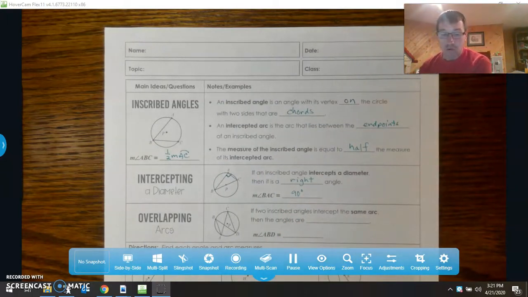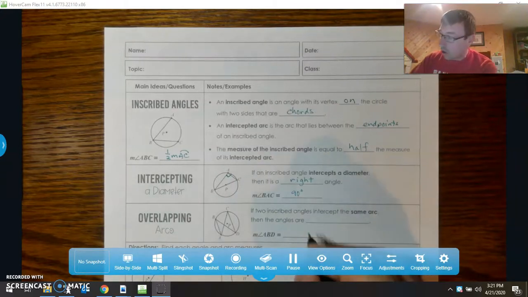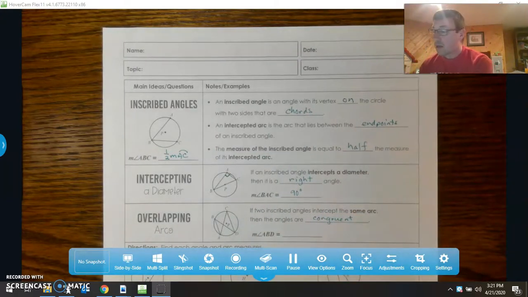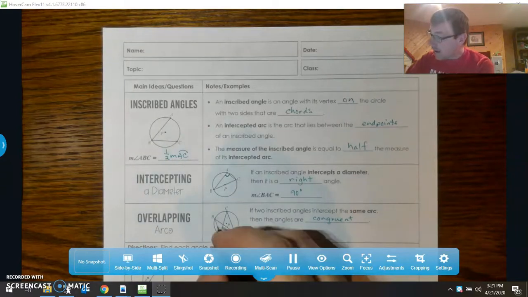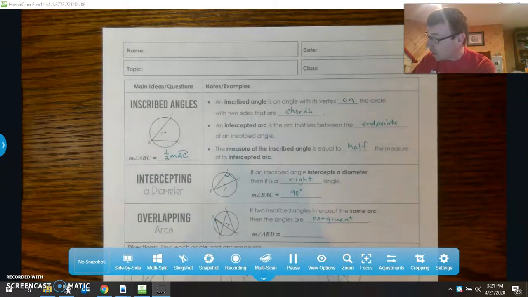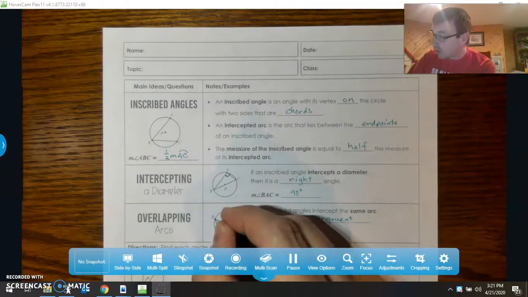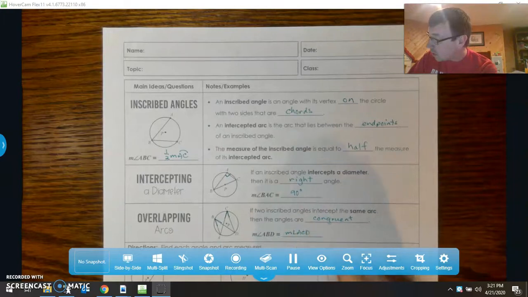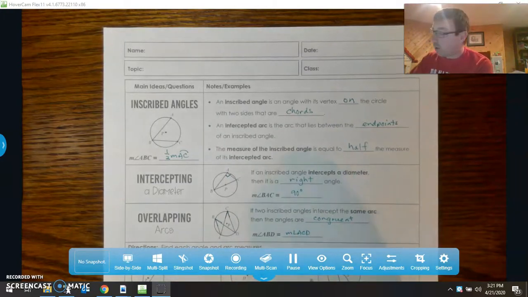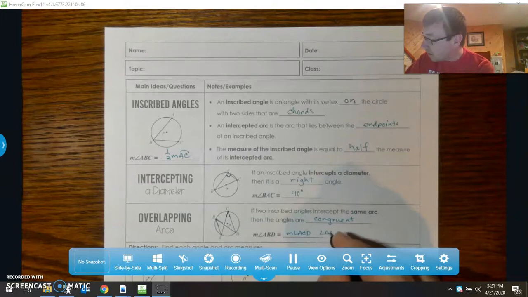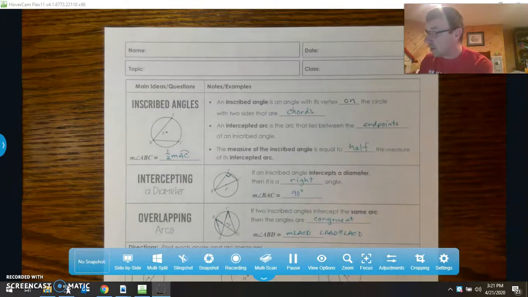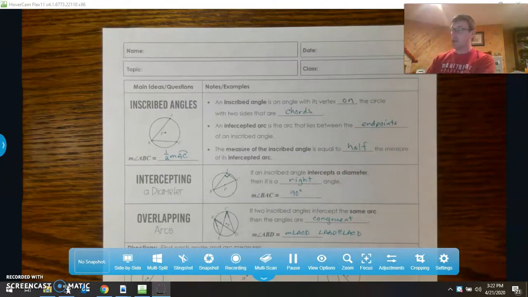Now, when we have overlapping arcs, if two inscribed angles intercept the same arc, then the angles are congruent. The measure of angle ABD, which is this angle right here, would be the same as the measure of angle ACD. Another way you can say that is angle ABD is congruent to angle ACD. So that's a little bit of our vocabulary today.